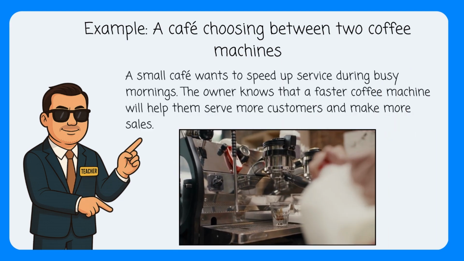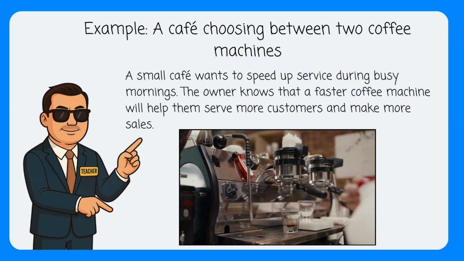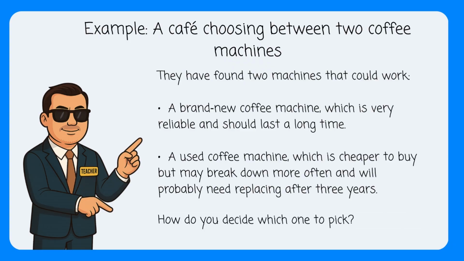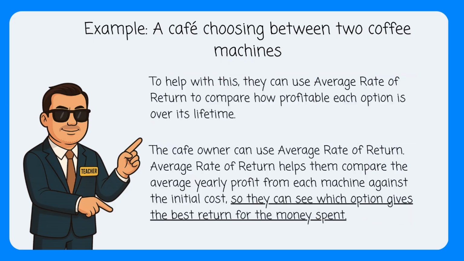For example, imagine a cafe choosing between 2 coffee machines. They can use ARR to compare how profitable each machine is over its lifetime. That helps them decide which one gives the best return for the money spent. ARR allows for fast comparisons, aiding the decision-making process, which makes it simpler to pick the best one for the business.